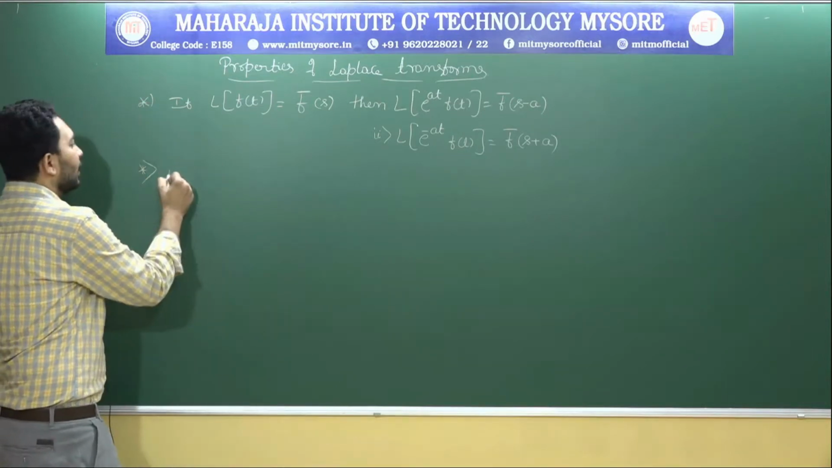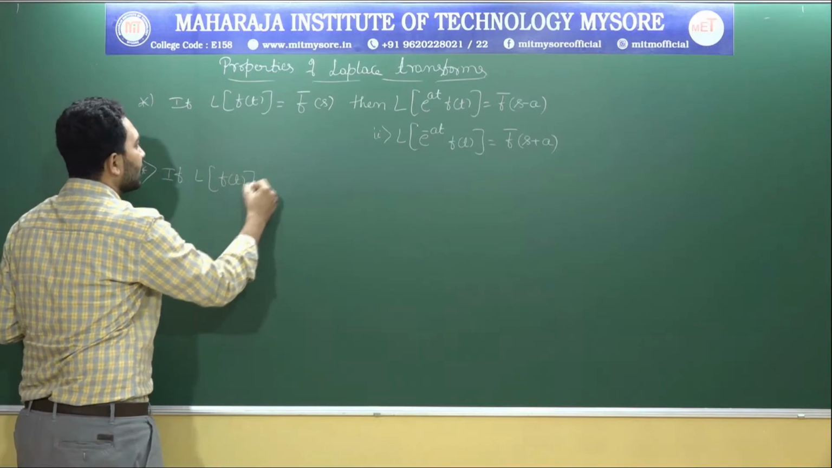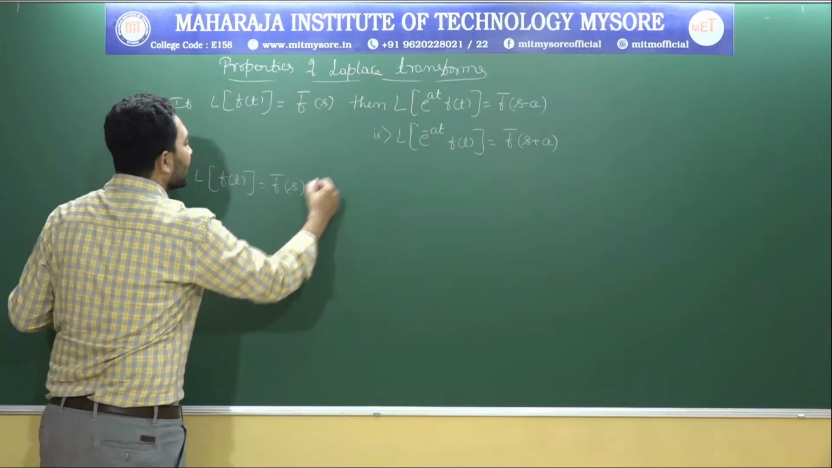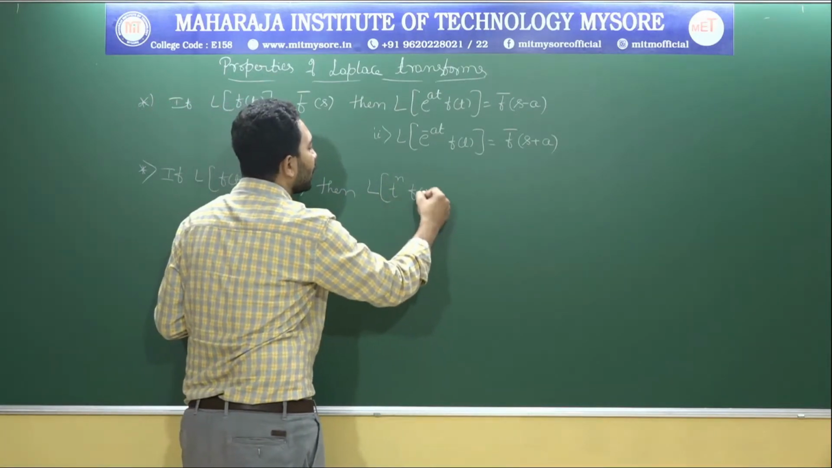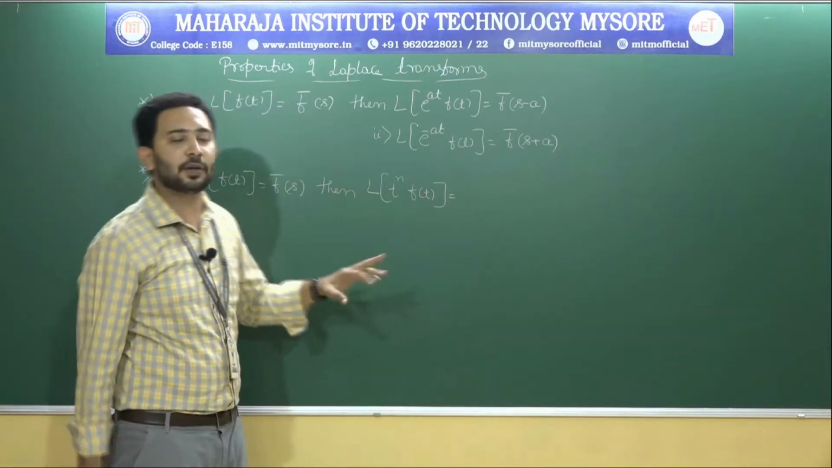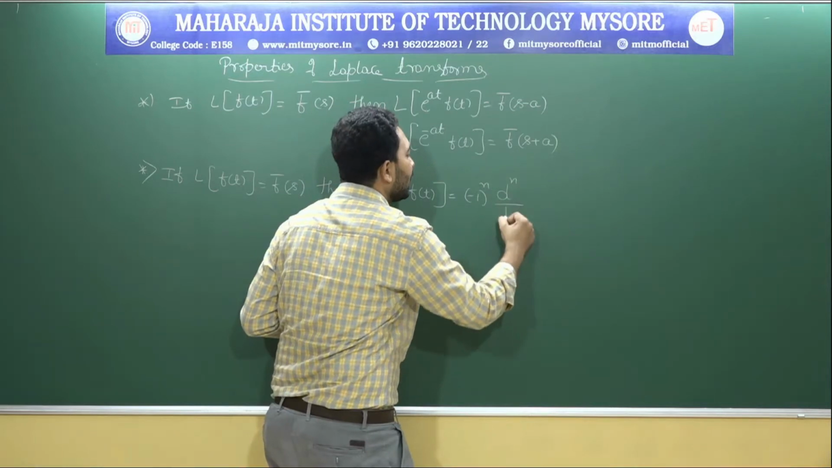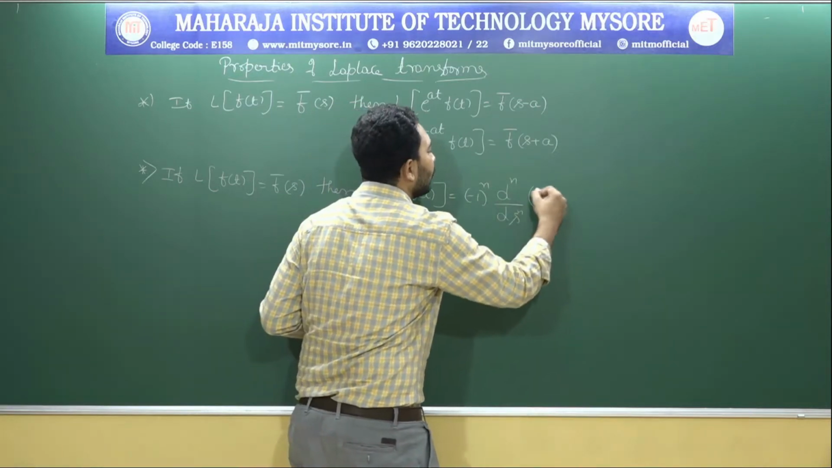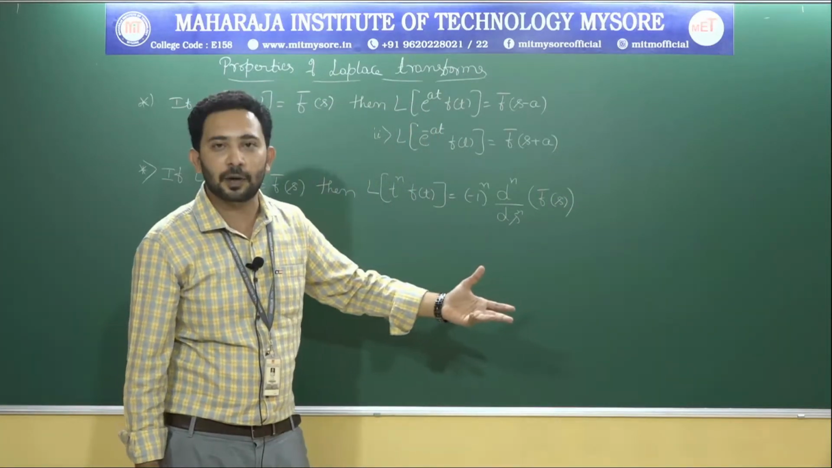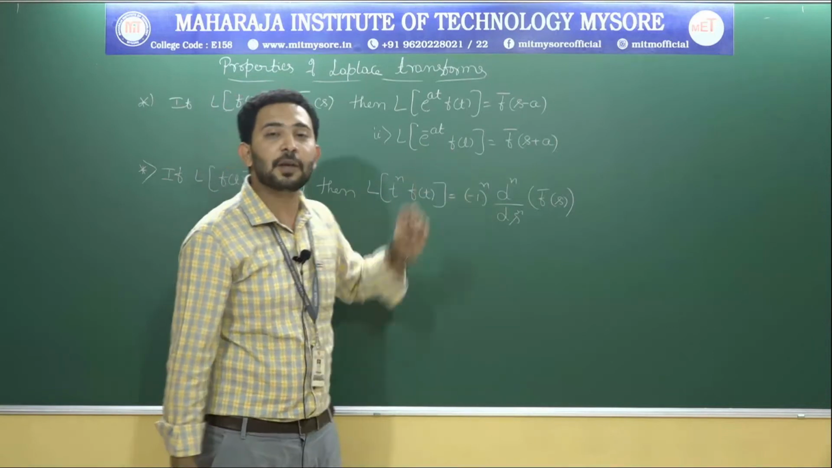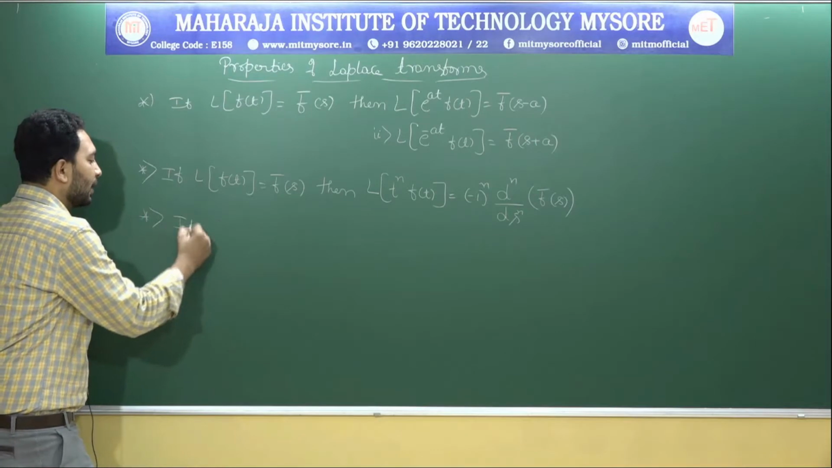Second one: if Laplace of f of t equals f bar s, then Laplace of t power n into f of t equals minus 1 power n, d power n by ds power n, of f bar s. So this is nothing but the derivative of transform property. This is the shifting property. We have one more property, that is the integrating property.